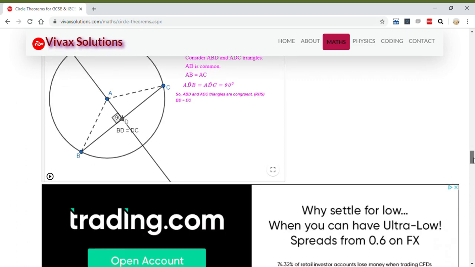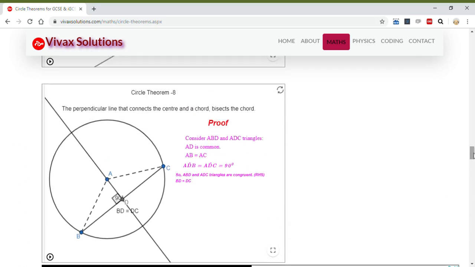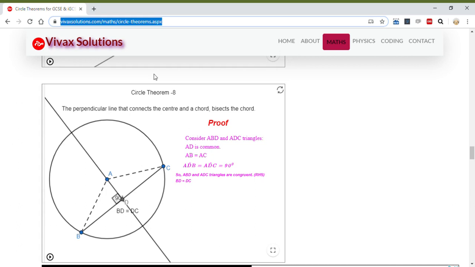Okay, so that's it. These are the 8 circle theorems, and under the description I'm going to put the link of this page so you can study circle theorems at your leisure later.